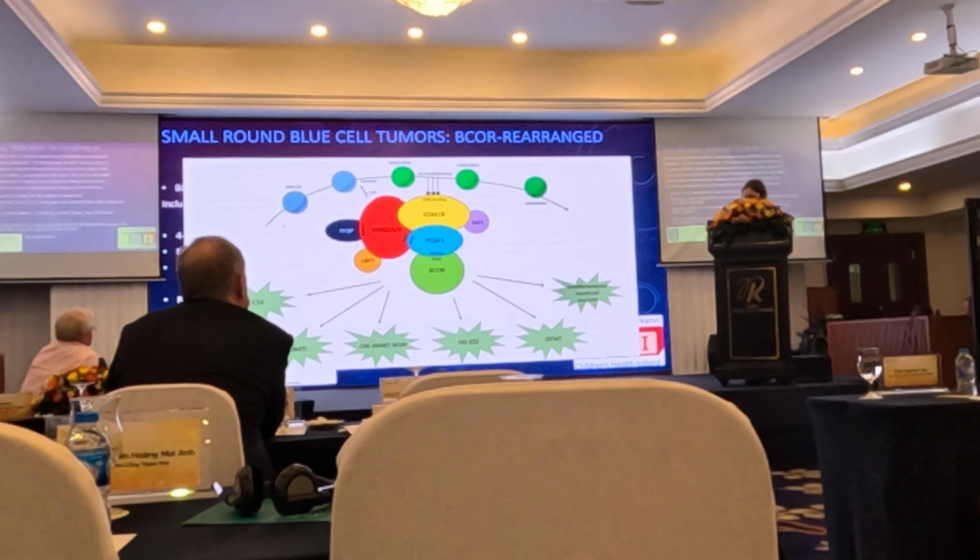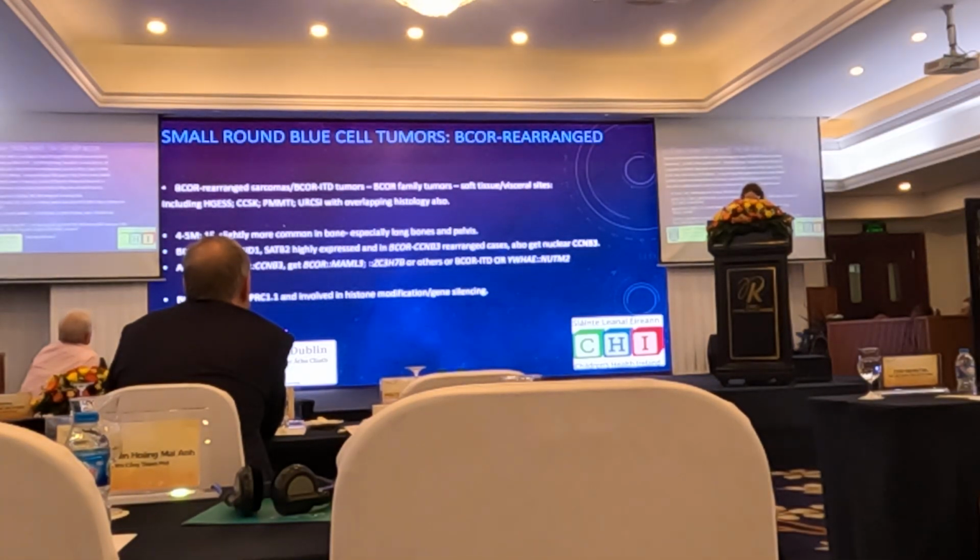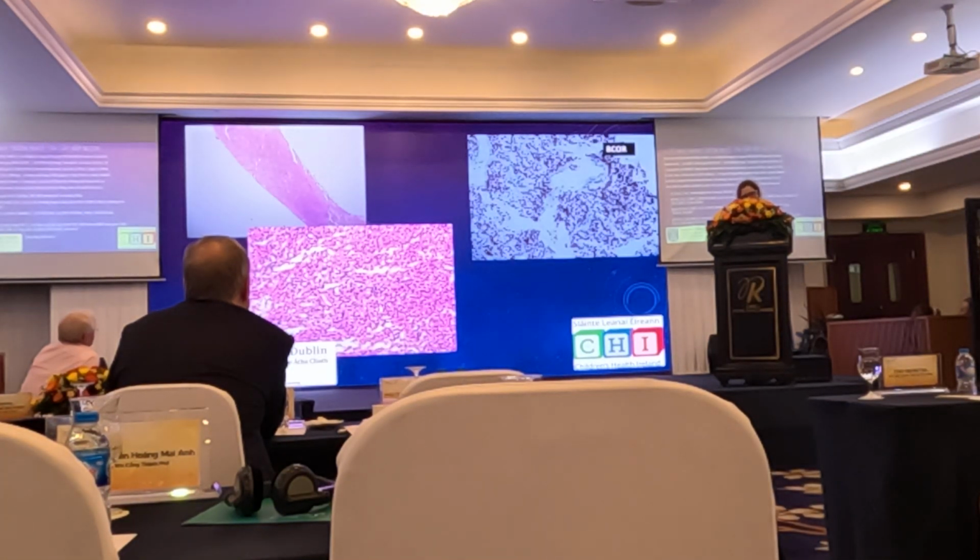It's not just small round blue cell tumors. It's actually a particular interest of mine. My research group looks at BCOR as our major focus. Here's an example of a core biopsy from a case.